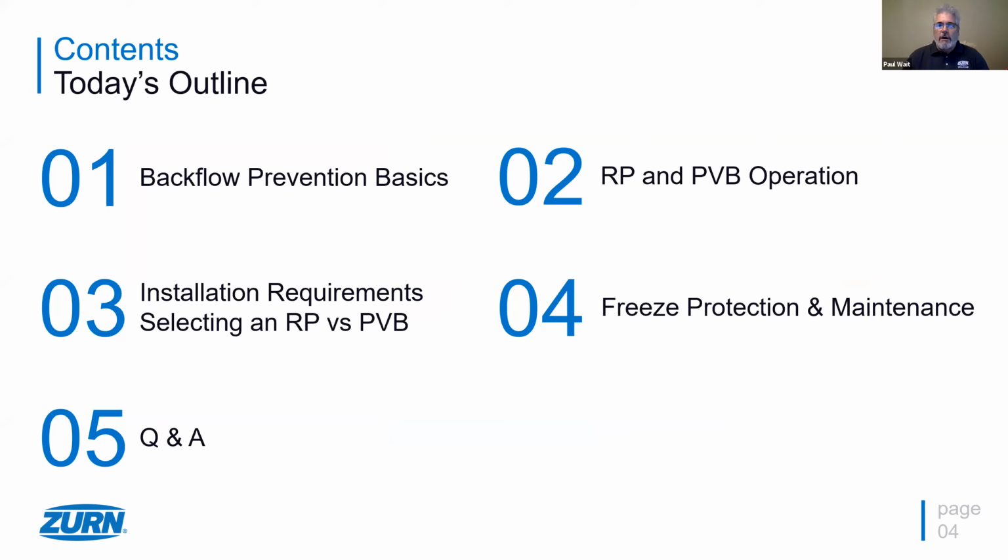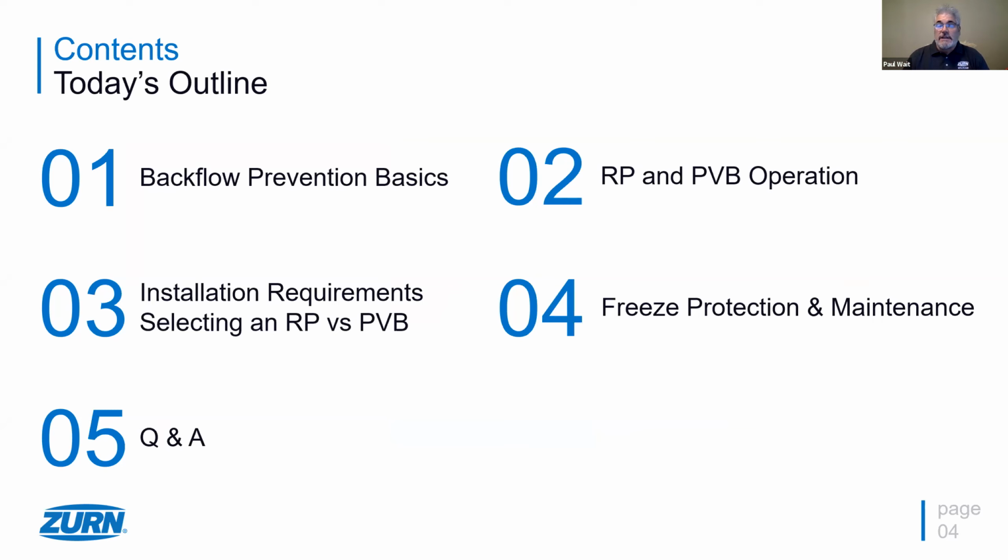Then we're going to cover RP, reduced pressure principle, and pressure vacuum breaker operation. Very important to know the distinction between these two types of backflow preventers, because the installation requirements that we'll cover in the third section basically relate right back to the operation characteristics of these valves.